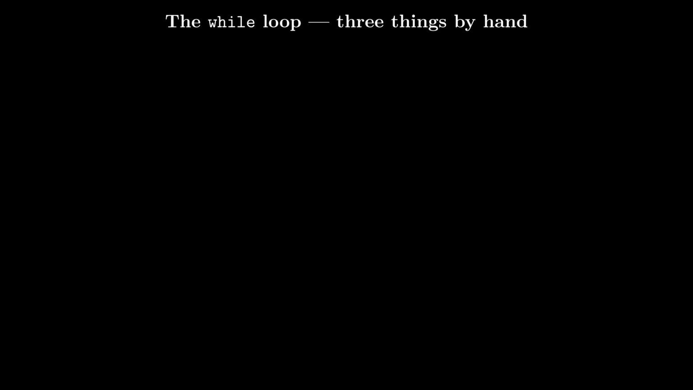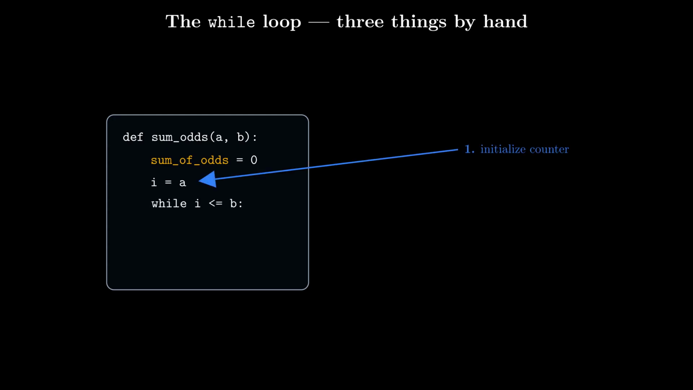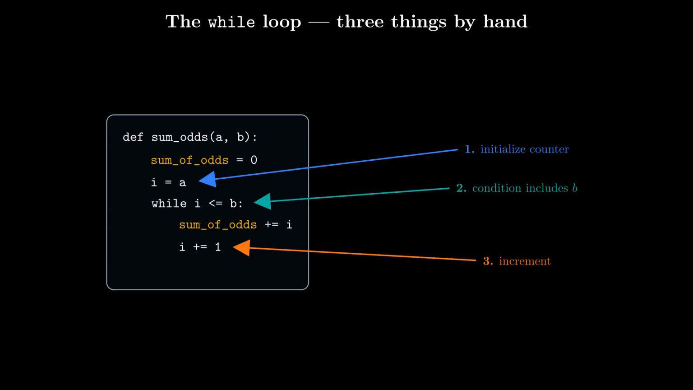The same job with a while loop takes a little more care. A while loop does not create its own counter, so you must do 3 things by hand. First, initialize the loop variable. I is set to A. Second, write the condition, while I is less than or equal to B, which includes B itself. Third, inside the loop, remember to increase I by 1 each pass or the loop never ends. The body is the same. Add I to the running total. Miss the increment and you get an infinite loop.